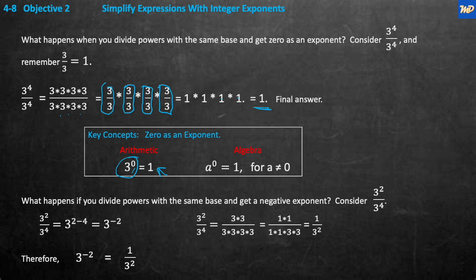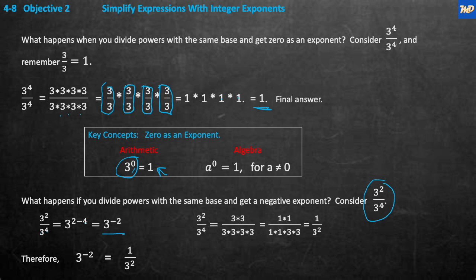Okay, so what happens if you divide powers with the same base and get a negative exponent? A little bit different. Consider 3 squared divided by 3 to the 4th power. In this example, we're going to do just what we did mathematically from above. So 3 squared divided by 3 to the 4th is equal to 3 to the 2 minus 4. And that equals 3 to the minus 2. Oh, so now we've got a negative exponent. So how do we deal with that? Well, let's expand it, and we can better see how you take care of it.